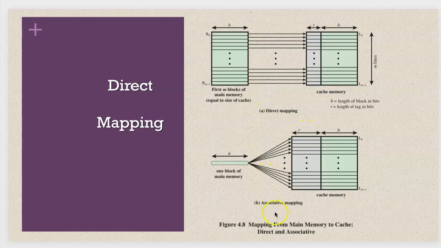Okay. So for associative mapping, you have one block of main memory. This is only one block. We're taking one block. Let's say it's B0. And this B0 block can be mapped onto anywhere in the cache memory. Can be mapped onto any line. This is in contrast to the direct mapping, whereby this has to happen in order. This guy, no order. Any line is fine.